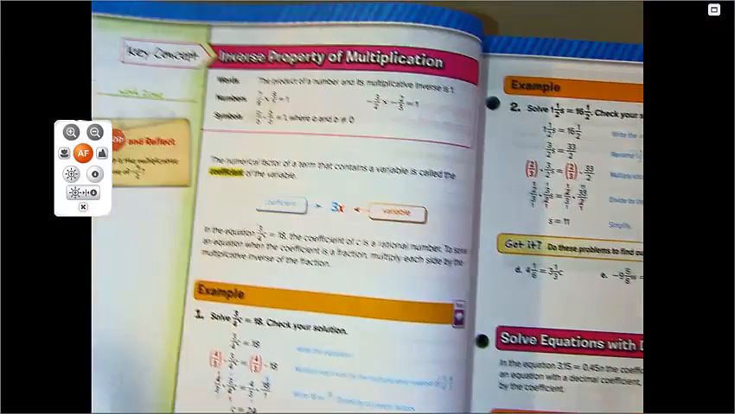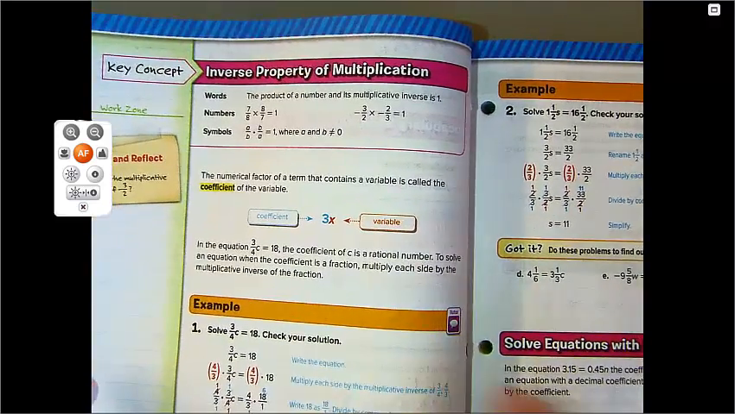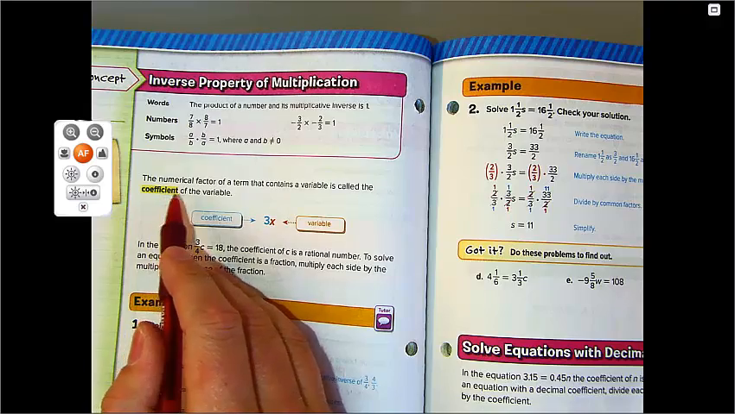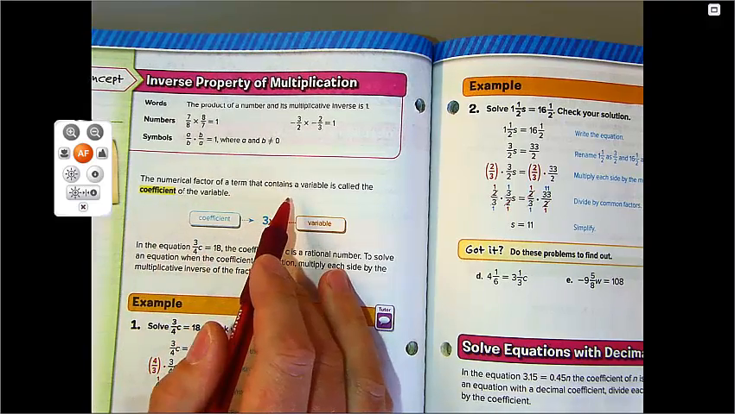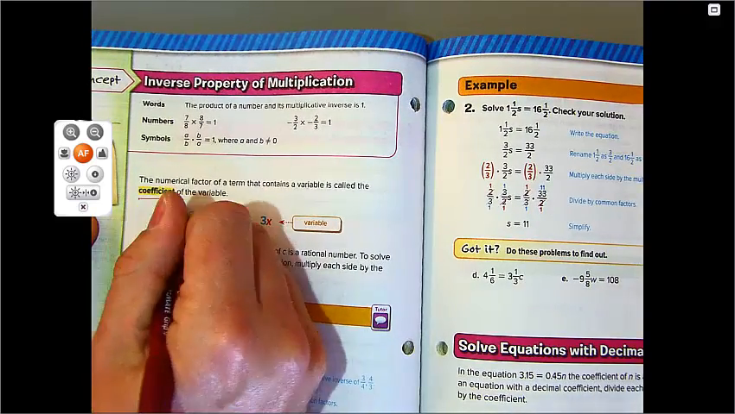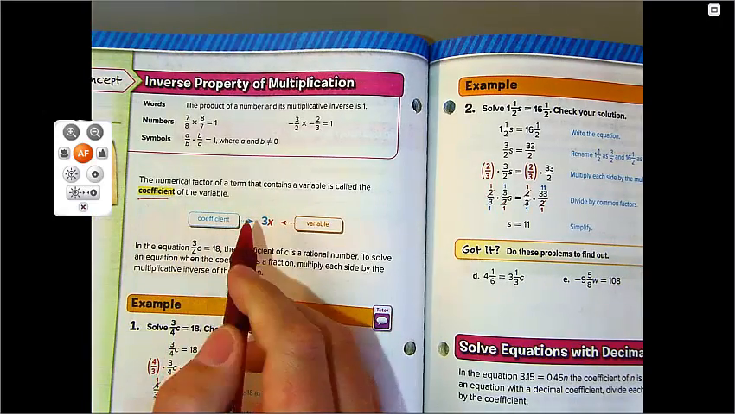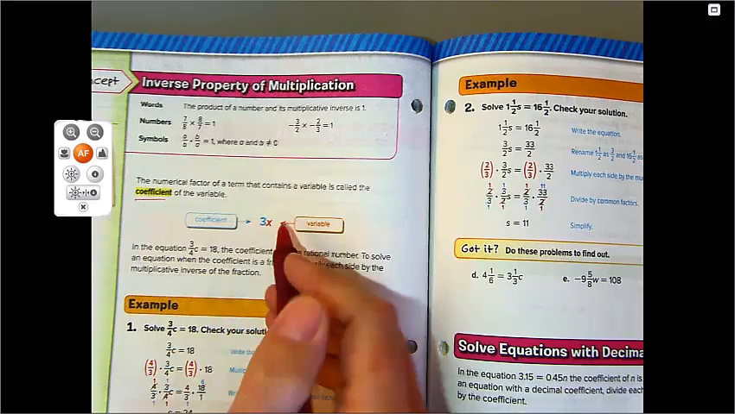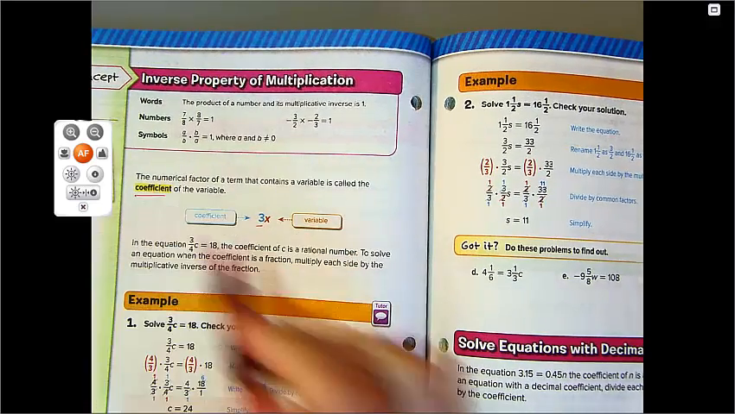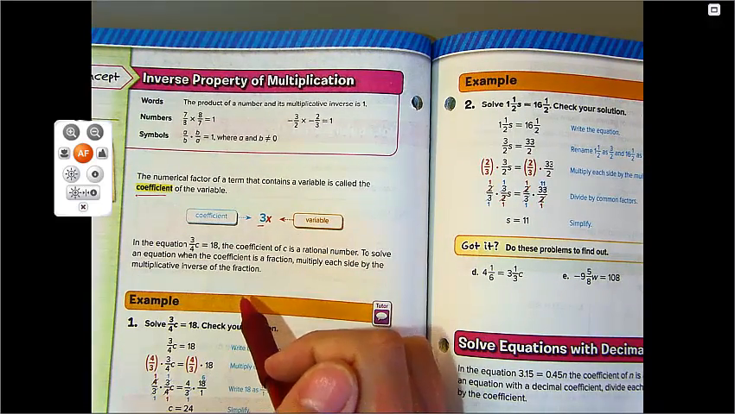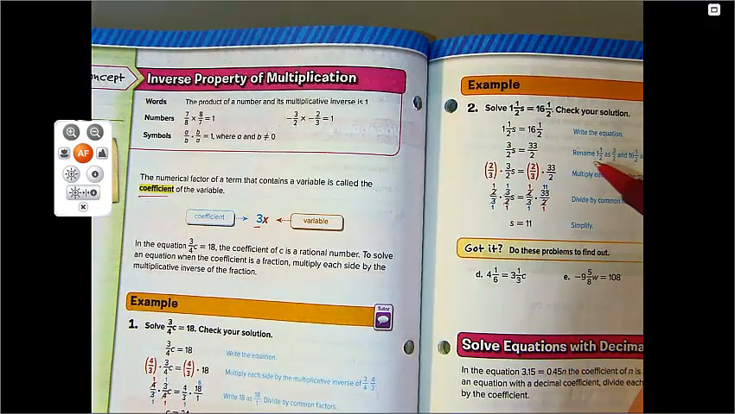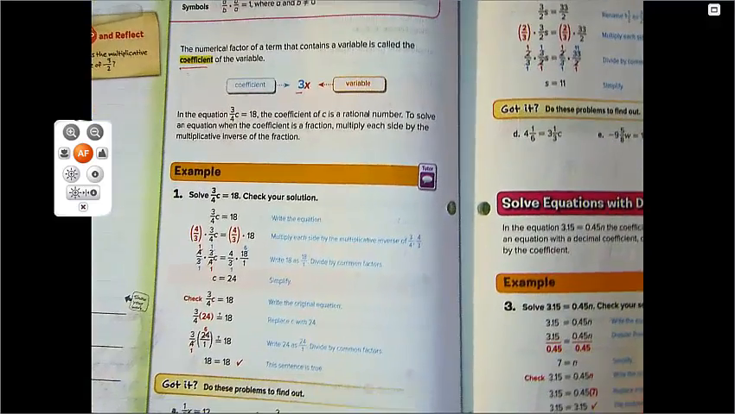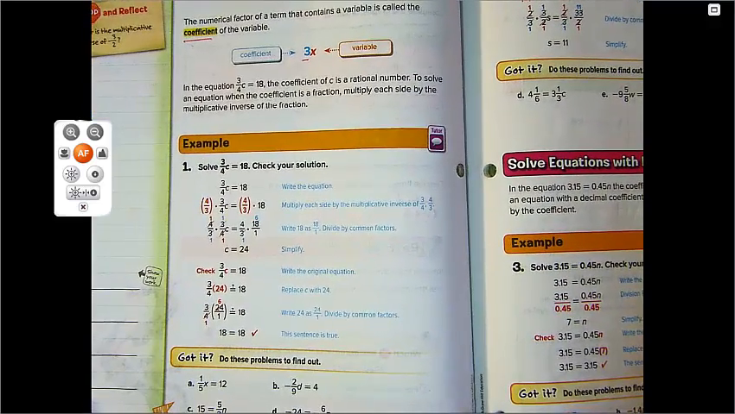Here we go. Let's take a look at example 1 here. And we're going to go down here. It says, the numerical factor of a term that contains a variable is called the coefficient of the variable. Basically, if you just look at this, the coefficient is just the number right in front of a variable. Okay, that's what a coefficient is. I'm only mentioning it simply because it's one of your vocab words. I know a lot of you guys are pretty familiar with that. You just need to know what a coefficient is, the number in front of a variable. So let's go here, look at example 1, and let's actually solve some equations here.